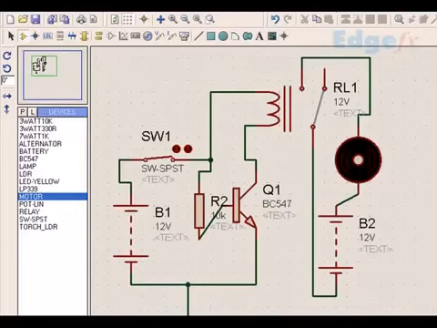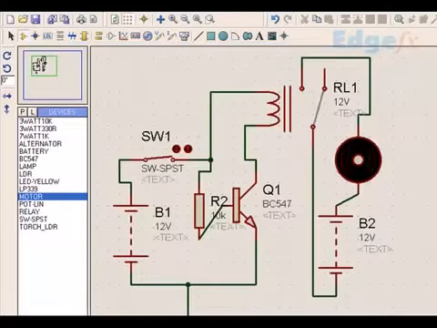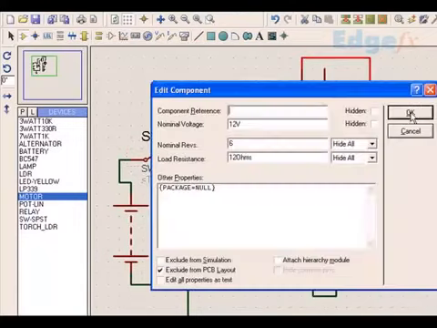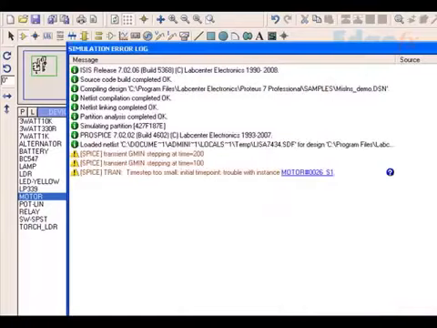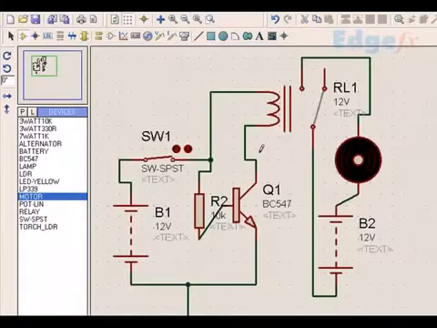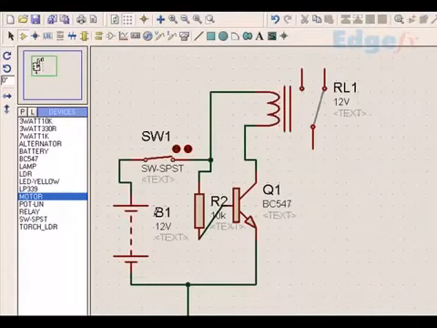Okay. Now let's see. Now in the same fashion, when I power this, there are some simulation difficulties here. So we will go over these sort of things a little later. So this is what we understand, how a relay is used in our circuits.